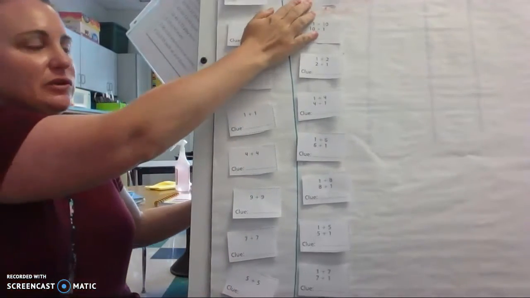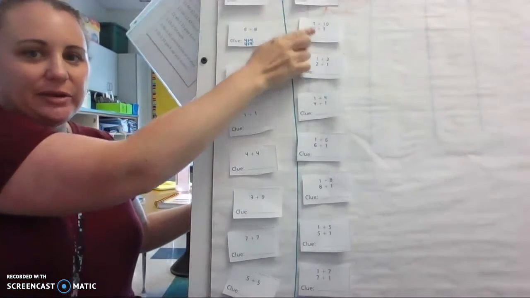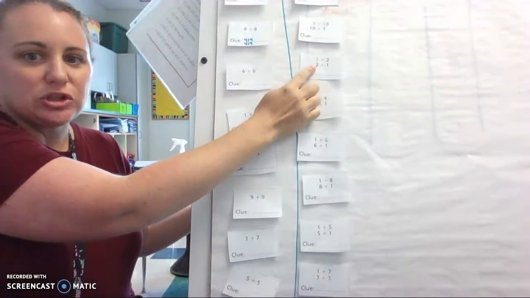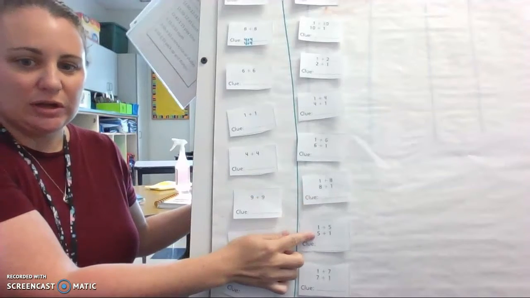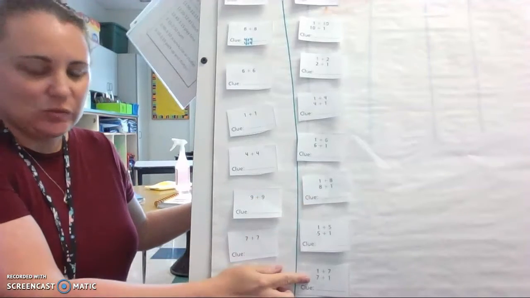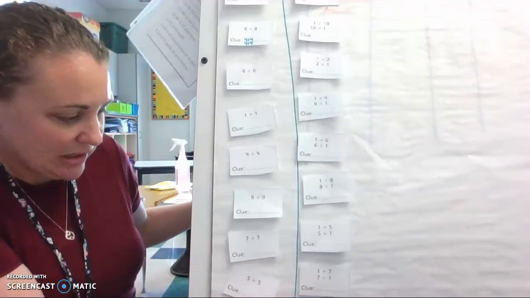So yours may be in a different order. 1 plus 9, 9 plus 1. 1 plus 10, 10 plus 1. 1 plus 2, 2 plus 1. 1 plus 4, 4 plus 1. 1 plus 6, 6 plus 1. 1 plus 8, 8 plus 1. 1 plus 5, 5 plus 1. 1 plus 7, 7 plus 1. And 1 plus 3, 3 plus 1. So these are plus 1s.